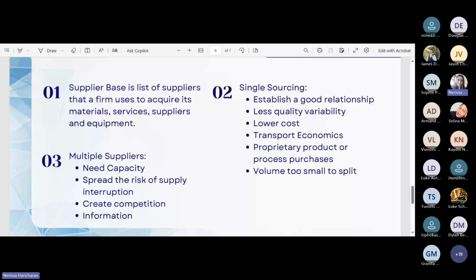By using multiple sources, it encourages competition amongst the suppliers in terms of pricing and in terms of quality.